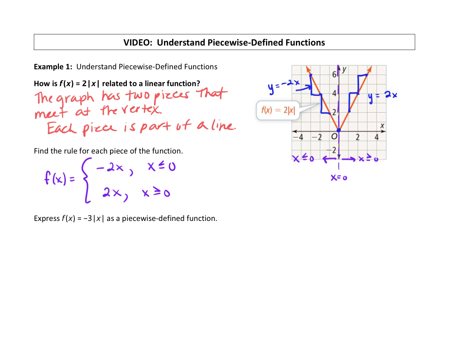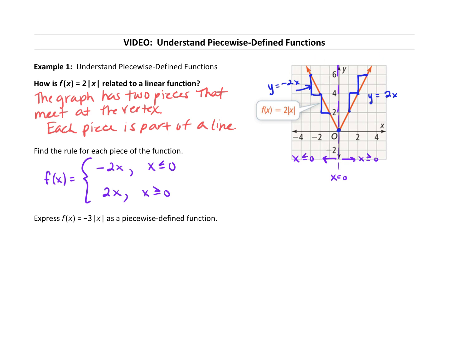Kind of fun, right? Okay, so next question: express f of x equals -3 times the absolute value of x as a piecewise defined function. So that's what we just did. We took f of x equals 2 times the absolute value of x, looked at a graph of our function, and then broke it up into the two pieces, the left side and the right side of that V.